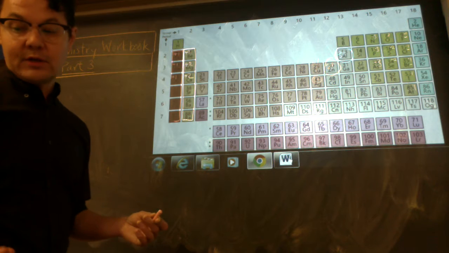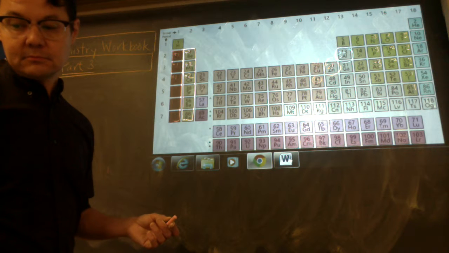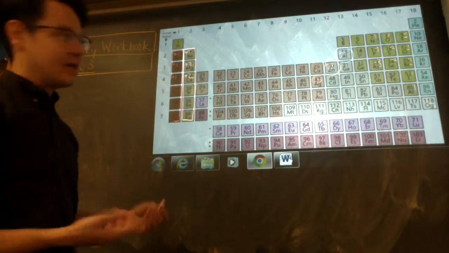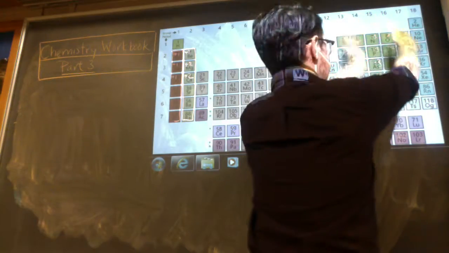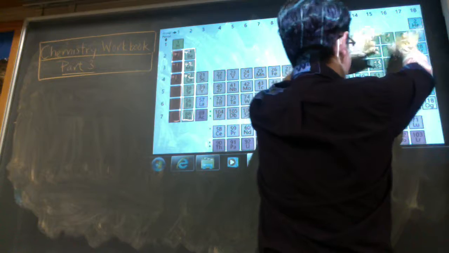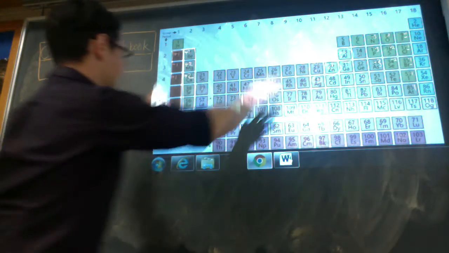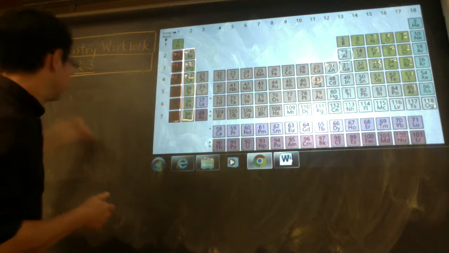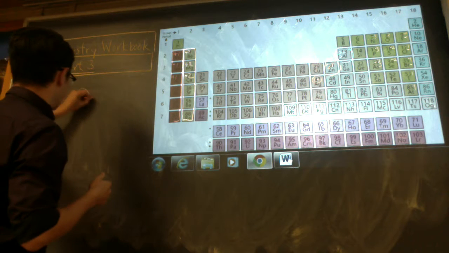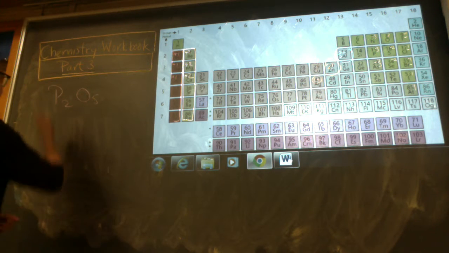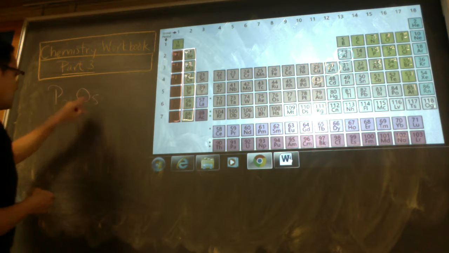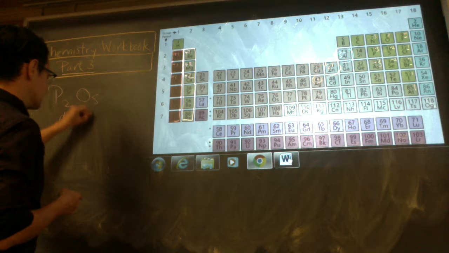Now, we know to use these names if everything is over in this corner, and also hydrogen. So they're nonmetals, not any of these metals here. These are not ionic compounds anymore. P2O5. So we say 2 is di, and 5 is penta.